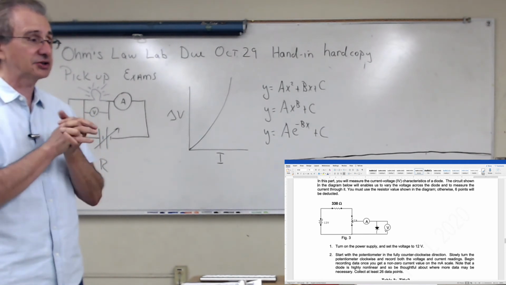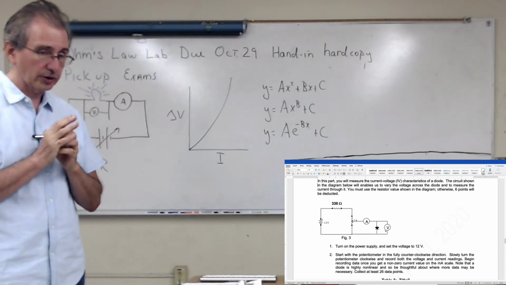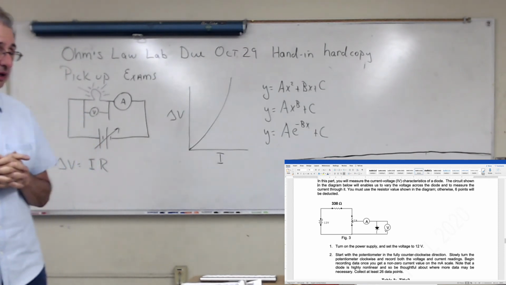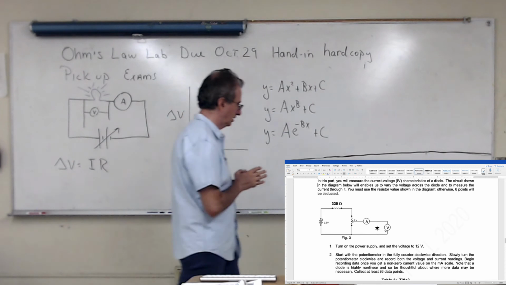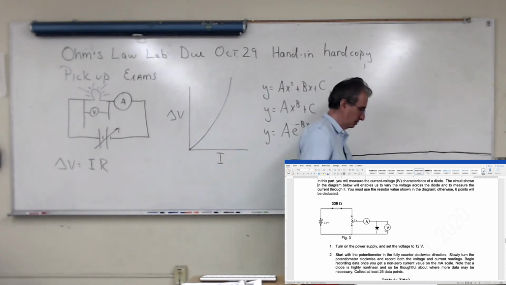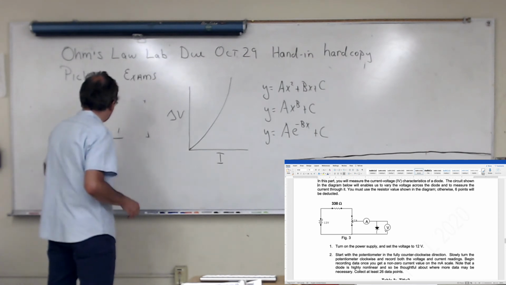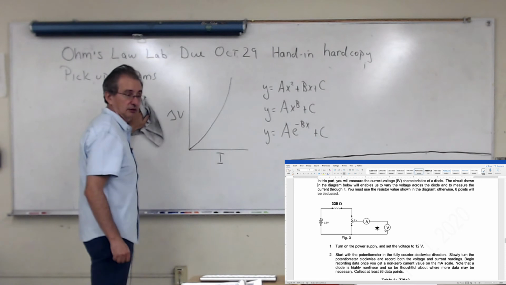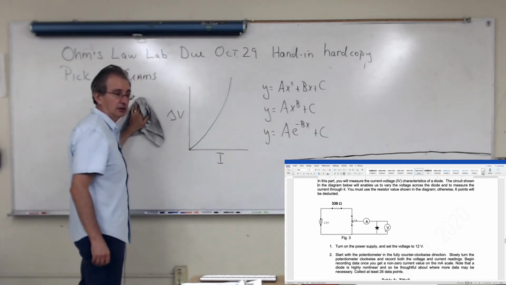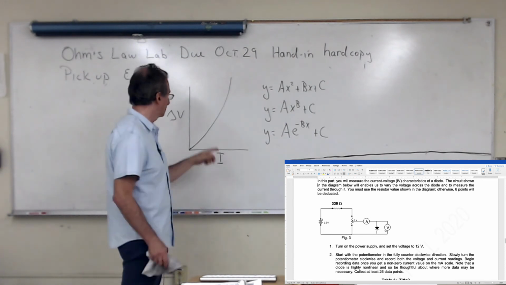All right, so let's talk about the last part of the lab, part 4, where you're going to be building probably the most complicated lab circuit that you have built this semester. And it's going to require you using a diode. Okay? You're going to be using a diode. A diode is a device that doesn't obey Ohm's law, just like the light bulb.